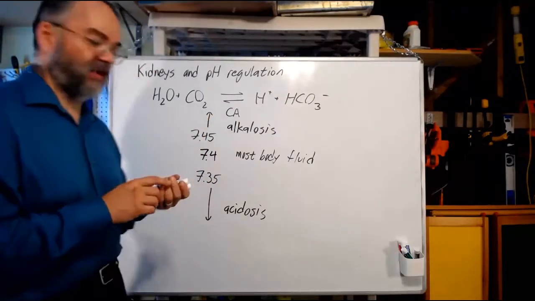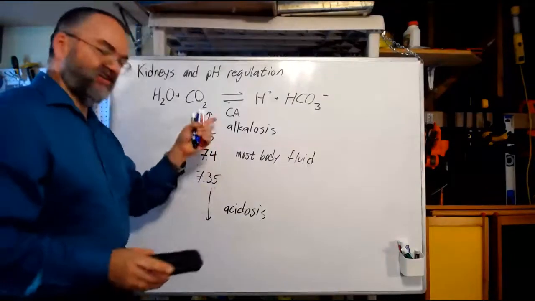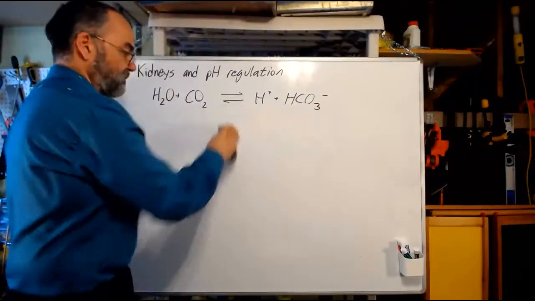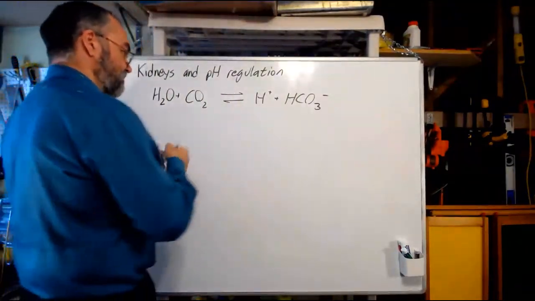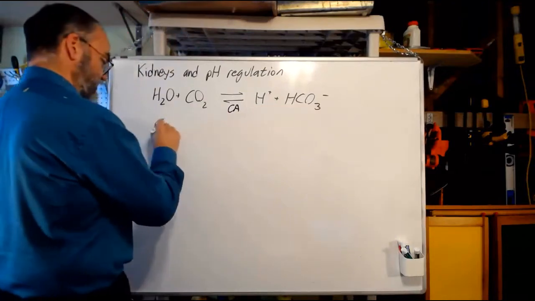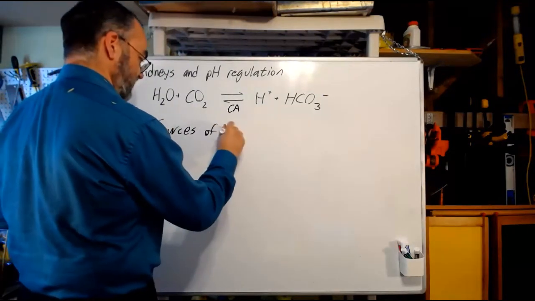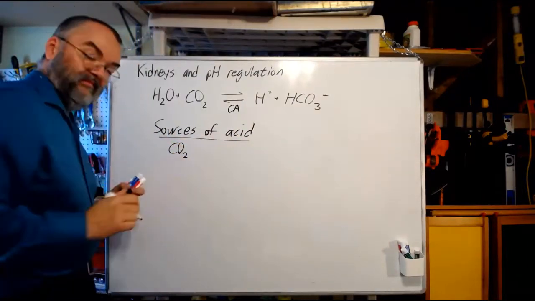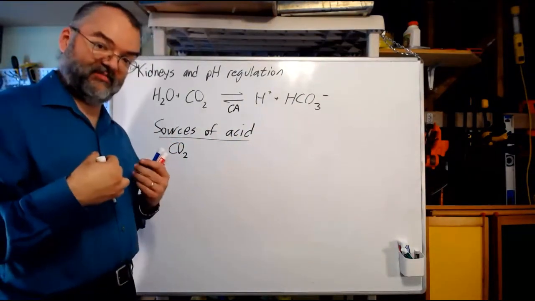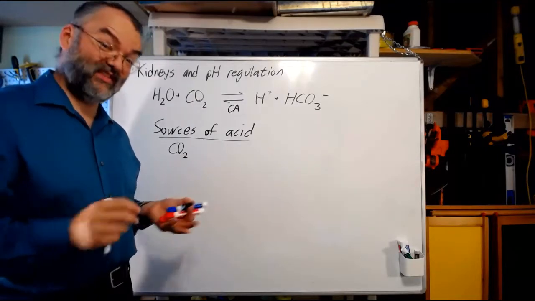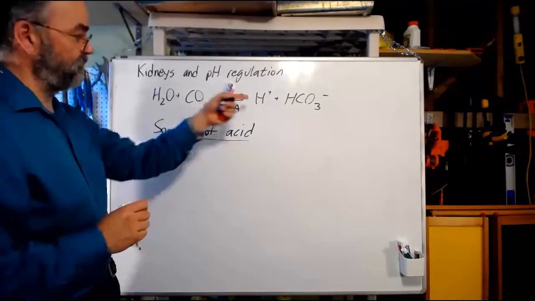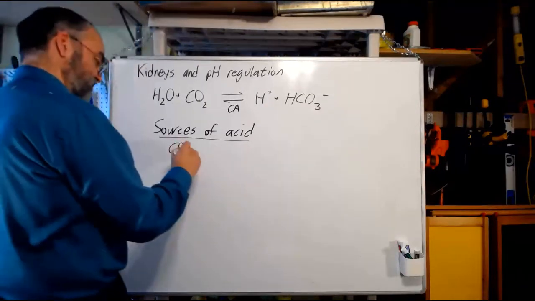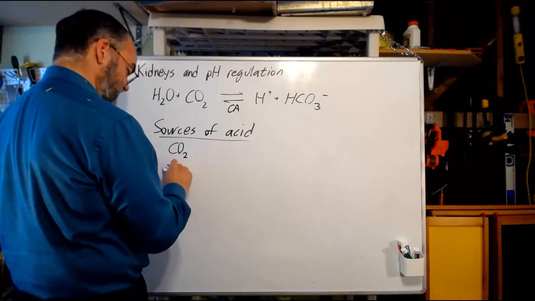But let's start by talking about what could actually change our pH. So what makes the body more acid? Sources of acid. Well, carbon dioxide. If you hold your breath and CO2 builds up in your lungs, it then builds up in your blood, and that actually does change your pH slightly. This buffer system absorbs a lot of that change, but not all. So carbon dioxide and many other metabolic wastes.